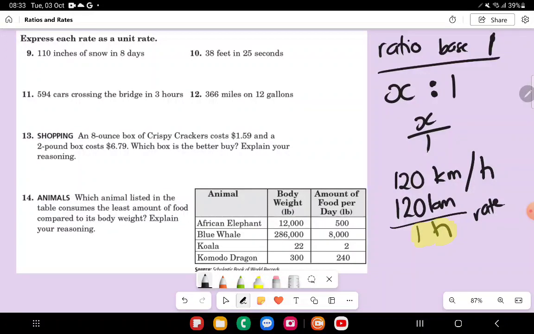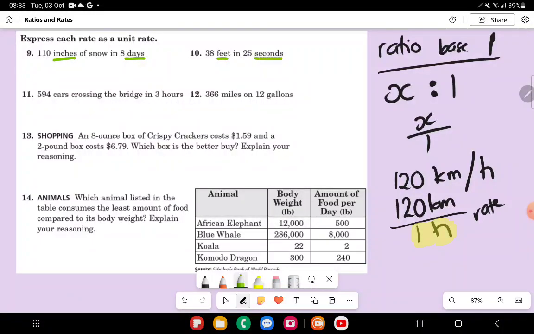When we're doing rates, these questions for us are not given in unit form. So they're not giving us a rate. They tell us to make a unit rate. So the first thing they're telling us is we've got 110 inches of snow in 8 days. What do you notice? There are different units, right? This one is inches and this one is days.